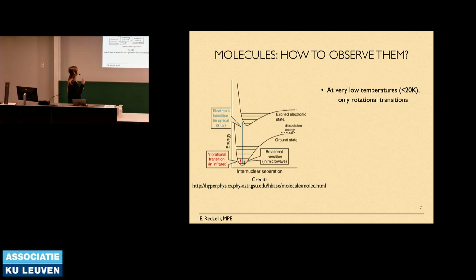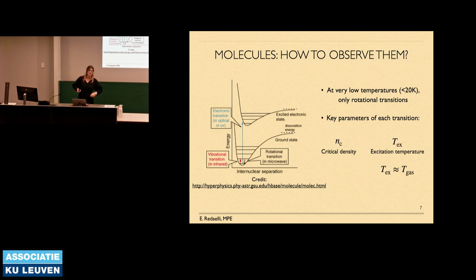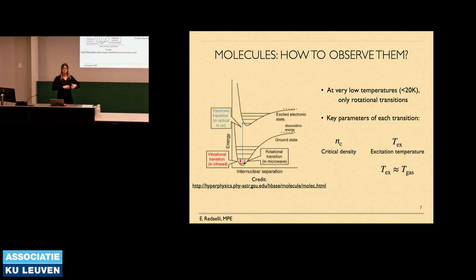And each line is characterized by two key parameters. One is the critical density, which you can think of as the density of the medium at which this transition is mostly excited, and then the excitation temperature, which regulates the population of the energy levels, which is a proxy more or less for the gas temperature. So basically you can see that by using different species and different transitions of the same species, we can achieve a tomographic view of a star-forming region, because we can probe different depths into the source at different regimes of temperature and density. And we can do marvelous things with this.